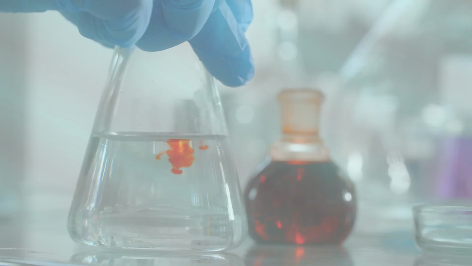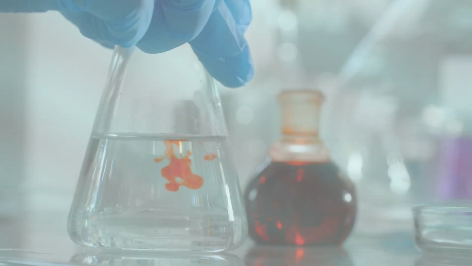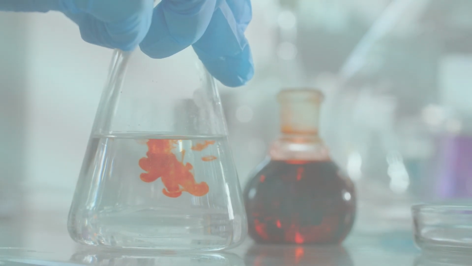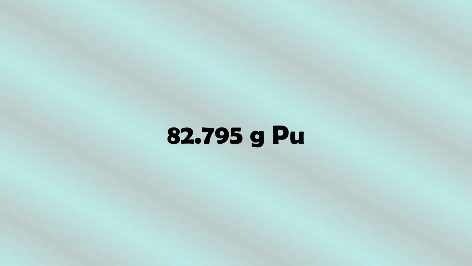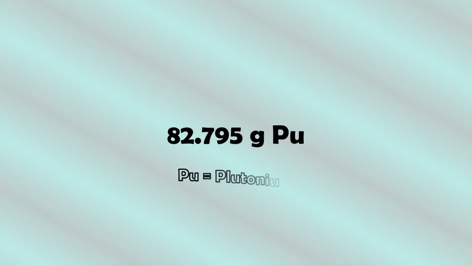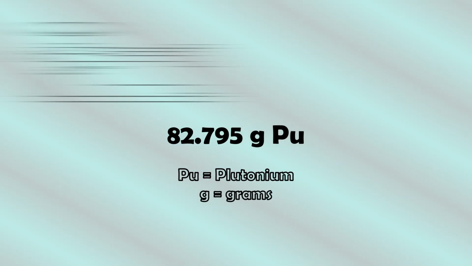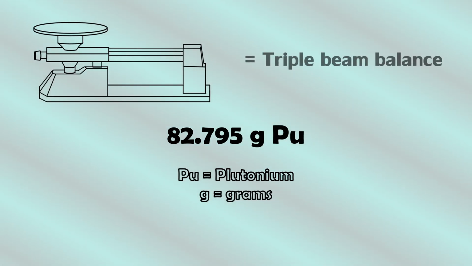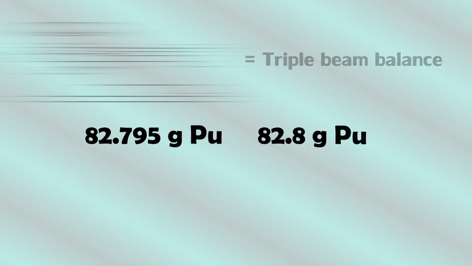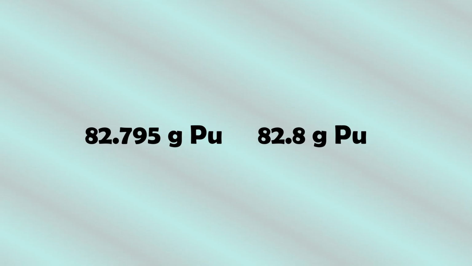Let's just say that you're trying to reproduce data. That's what we chemists do all the time. And the article that you're trying to reproduce that data with says that you have to measure out 82.795 grams of plutonium. Pu is plutonium, g is grams. And then all of a sudden you decide, oh, my balance doesn't go that far. I'm only going to measure out 82.8 grams of plutonium. Now, you could die doing that.